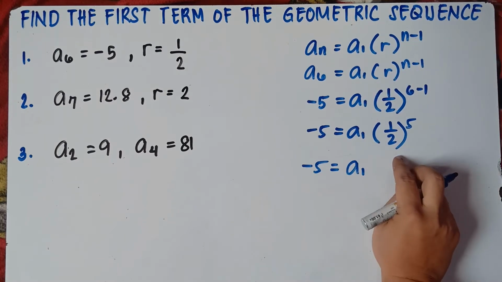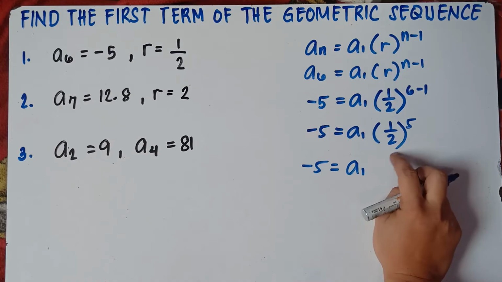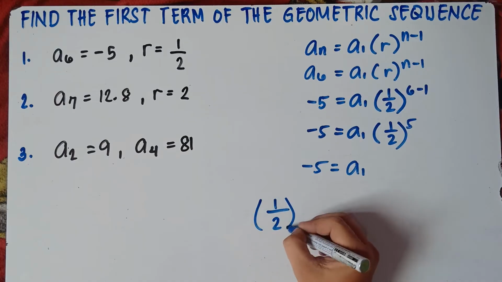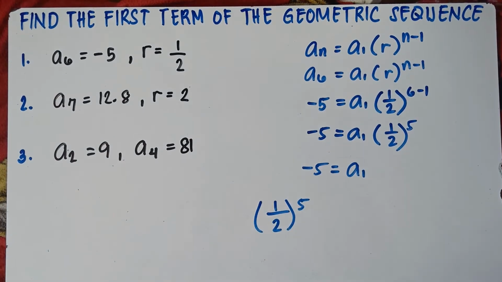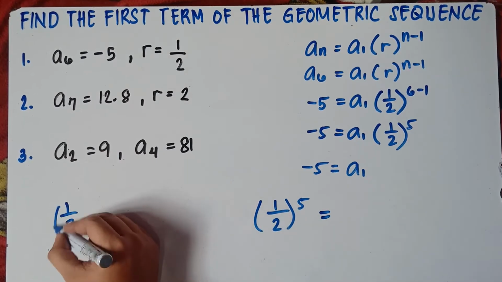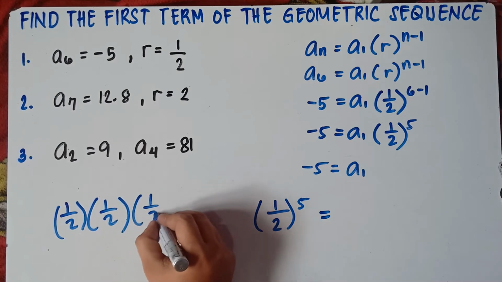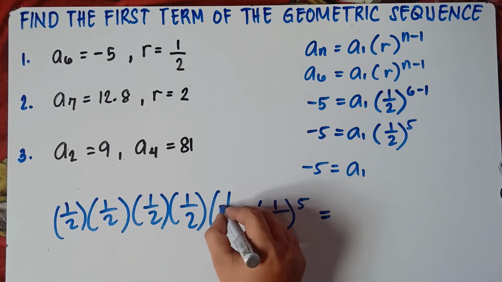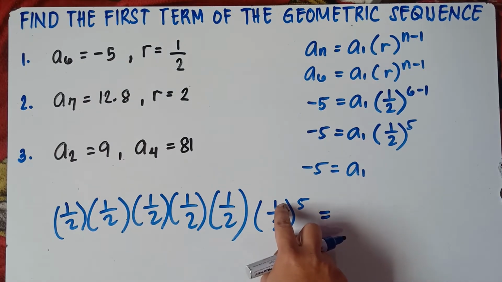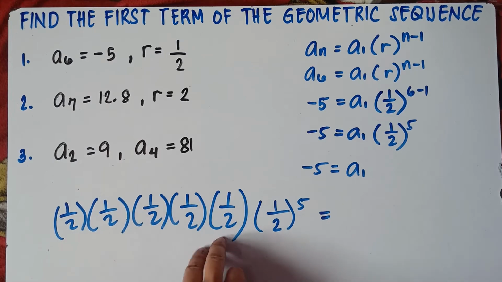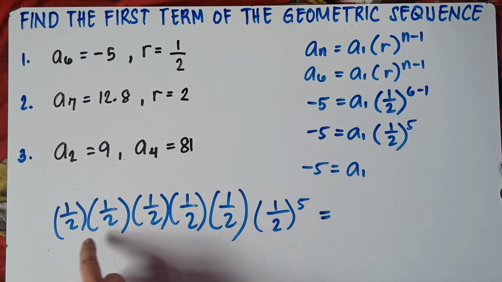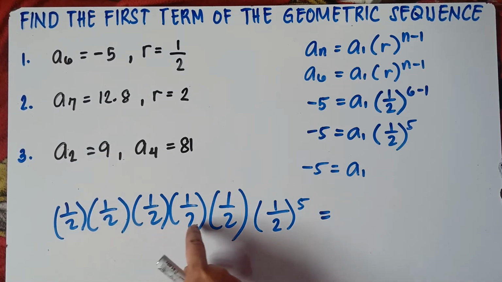You simplify this one, class. 1/2 raised to the power of 5 means you multiply 1/2 by itself 5 times. It means 1/2 times 1/2 times 1/2 times 1/2 times 1/2. So it will take time, class. The thing that you will do, just simply multiply the numerators, because in multiplying fractions you just multiply the numerators. So 1 times 1 times 1 times 1 times 1, that is still 1. Then multiply the denominators, 2 times 2 times 2 times 2 times 2.